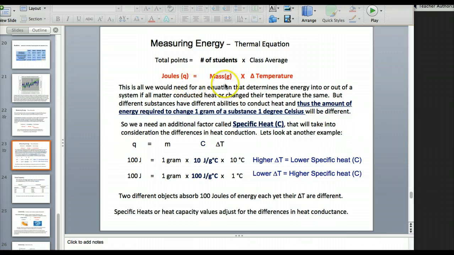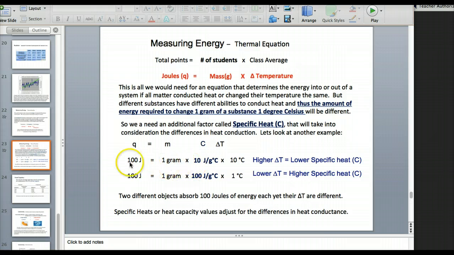We're making a huge assumption here. The assumption that we're making is that the compounds themselves all change temperature evenly. And we're going to find out during the year why that isn't the case. So we need something called specific heat. The specific heat factor takes into account that some compounds conduct heat very well and others do not. It really measures that ability. All right, now what is the definition of specific heat? Well, it's the amount of energy it takes to raise a gram of a substance 1 degree Celsius or Kelvin.